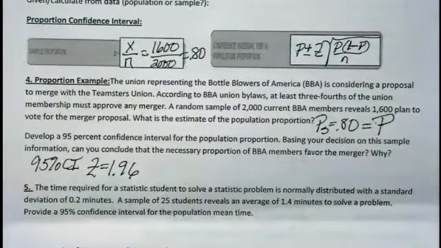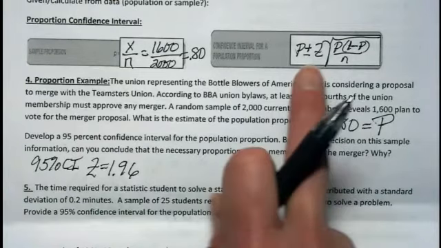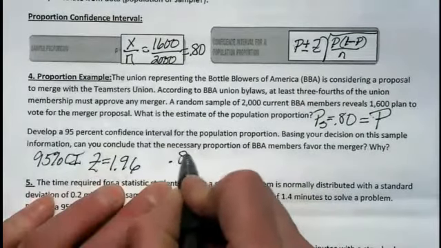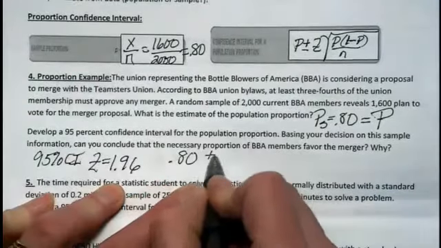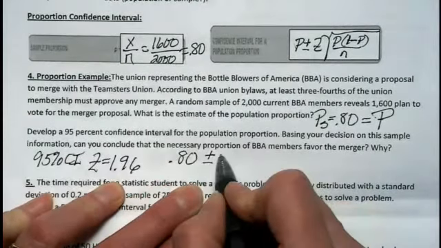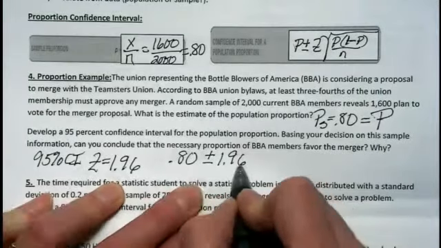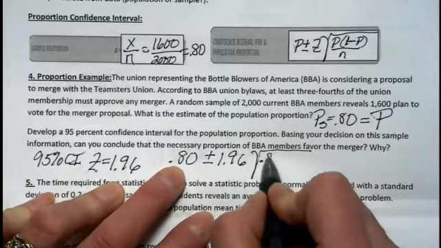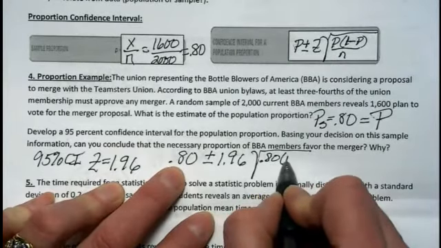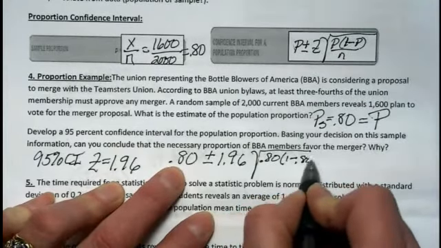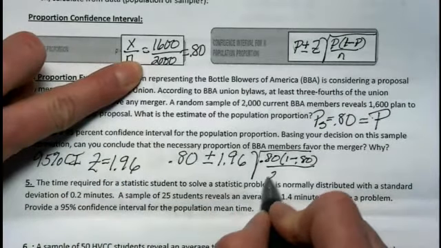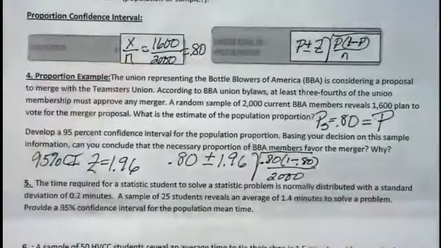Now we have everything we need to substitute into that formula. We have the estimate of the population plus and minus Z, 1.96, standard error, which is, we repeat, 0.80, 1 minus 0.80, over the sample size, which was given, 2,000.